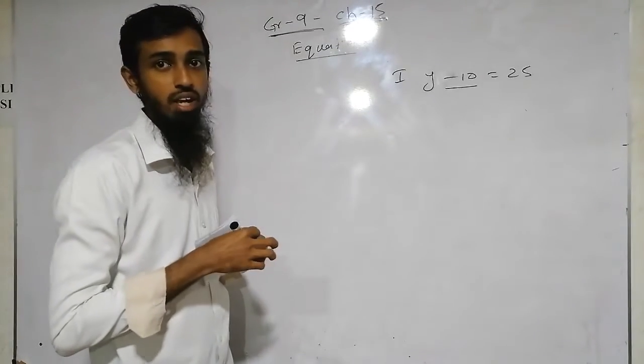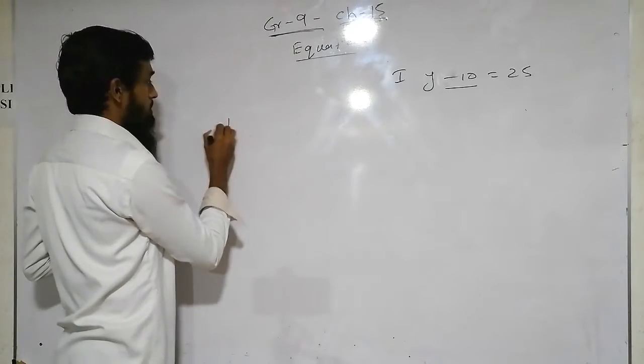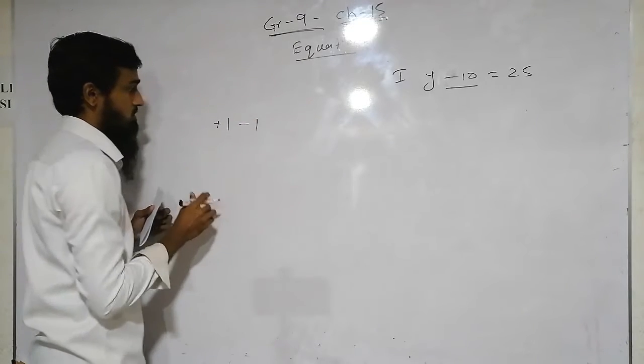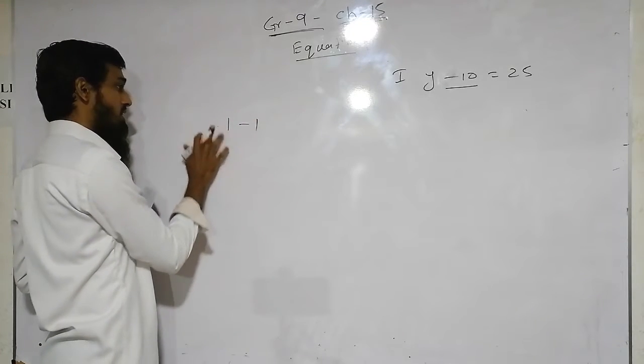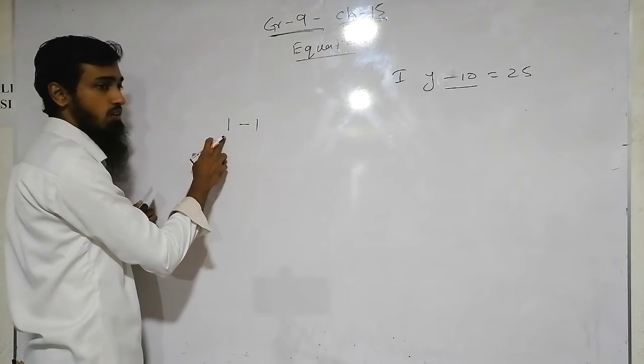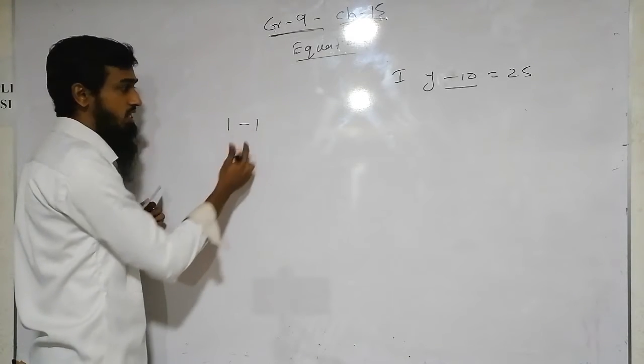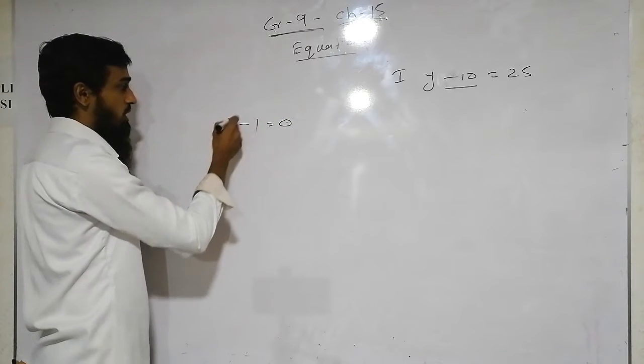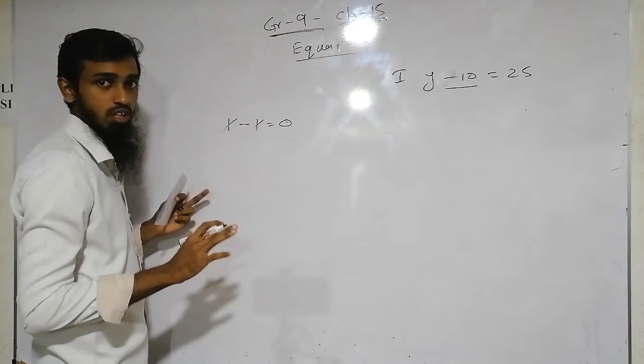So we have to cancel this minus 10. How do we cancel a minus 10? Plus 1 and minus 1. Plus 1 minus 1 will erase the sign of this first numerical value. 1 minus 1 is 0. So the minus 1 is cancelled.